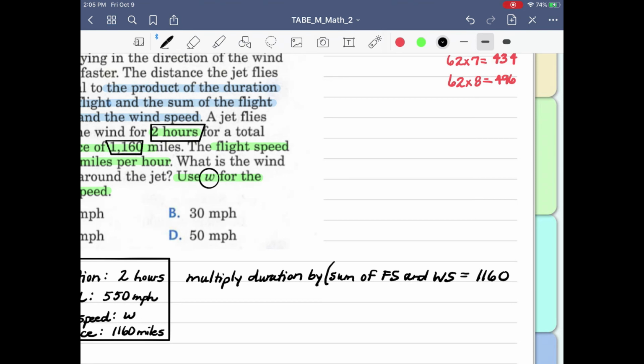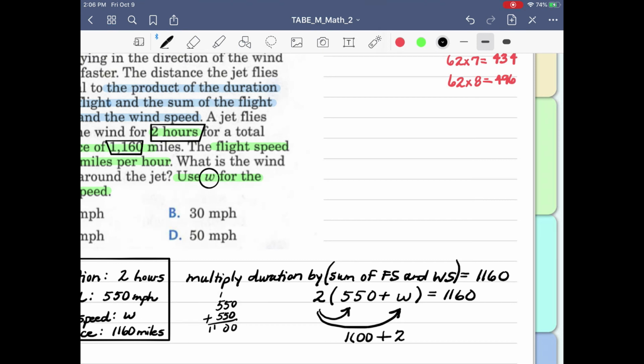So let's first do these two. The sum of the flight speed is 550 plus W, wind speed. We're multiplying that by 2 to get 1160. If you ever decide to become a pilot, you will know a little bit about how to calculate this. I can't put parentheses into a solving frame, so I need to distribute that too. I have 2 times 550. That's, let me do it right here. I'm just going to add it together. 1100 plus 2W is 1160. That I can solve.